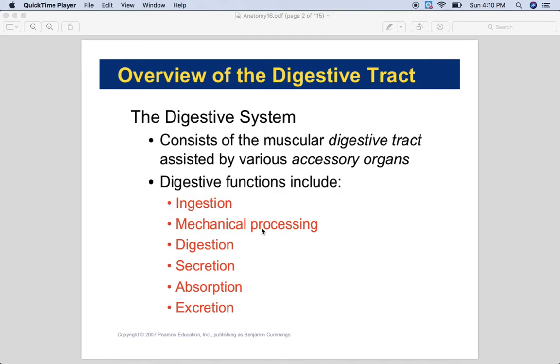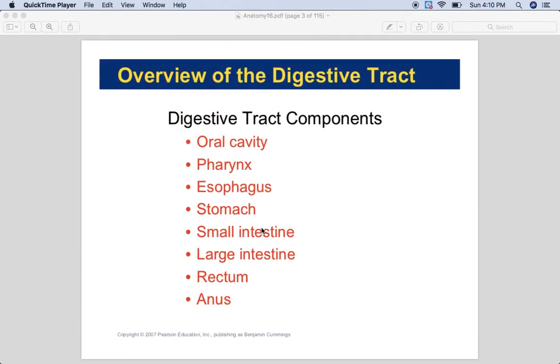Ingestion means taking food in. Mechanical processing, we'll talk about, involves chewing and your stomach actually churning food. Then digestion itself usually has to do with the chemical portion of your digestive process. What gets secreted into food to help it digest? What do we absorb? And then obviously, what do we get rid of with excretion?